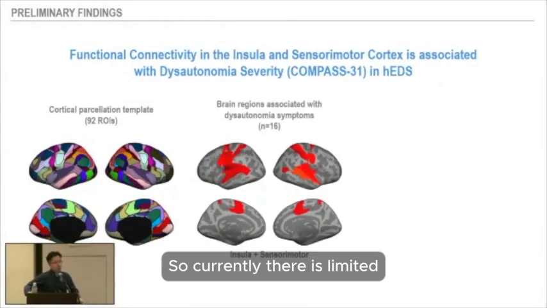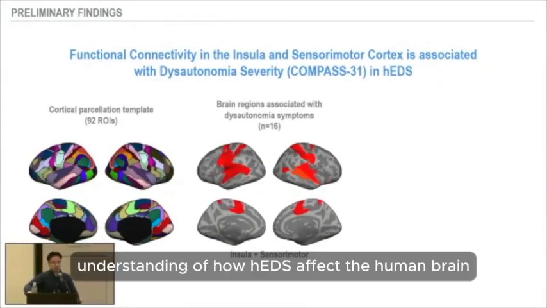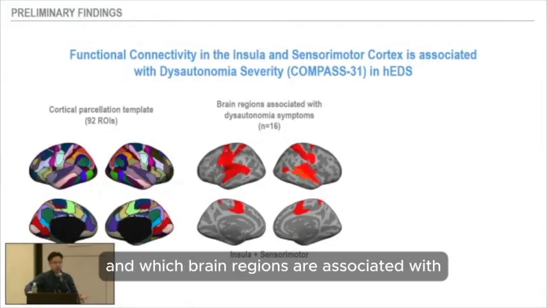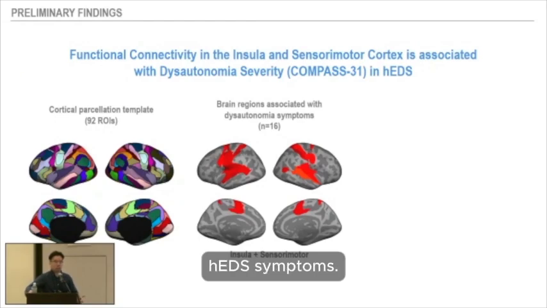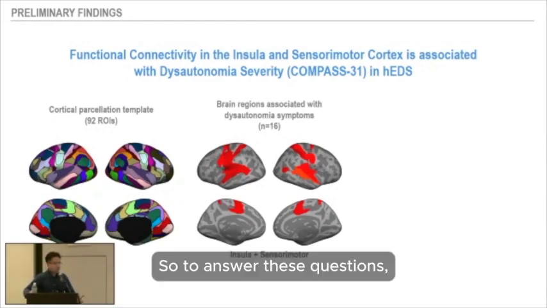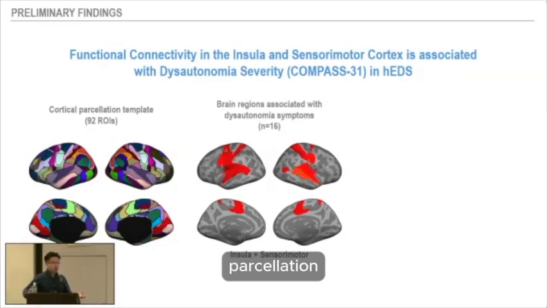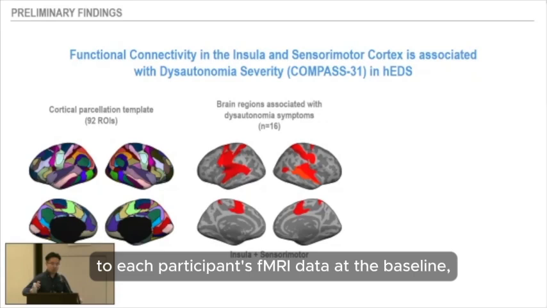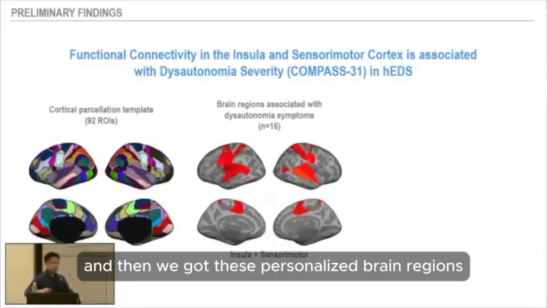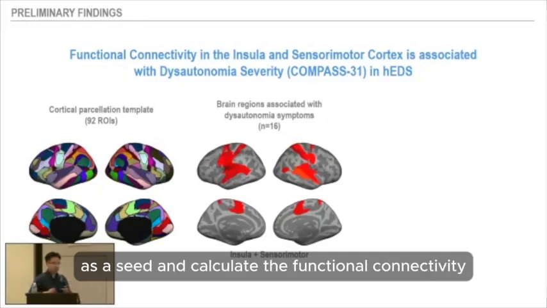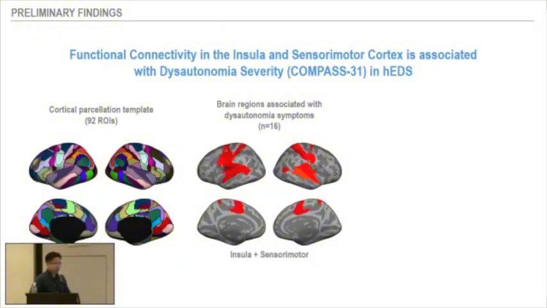So currently, there is limited understanding of how HEDS affect the human brain and which brain regions are associated with HEDS symptoms. To answer these questions, we apply this individualized parcellation to each participant's fMRI data at the baseline, and then we get these personalized brain regions as seeds and calculate the functional connectivity between these seeds.